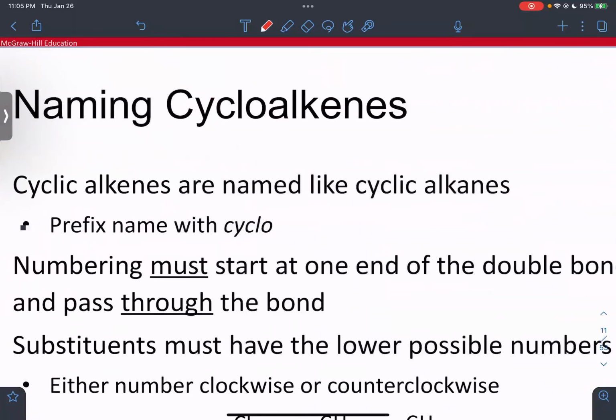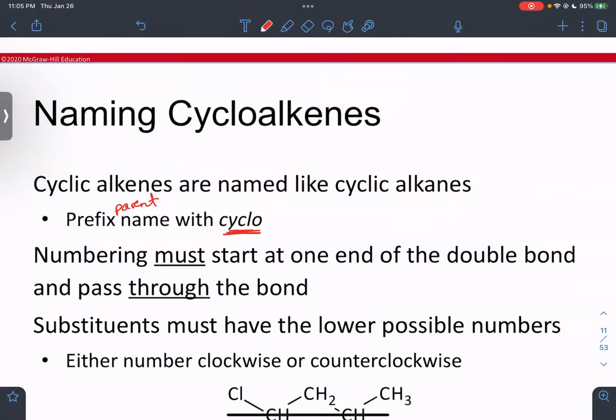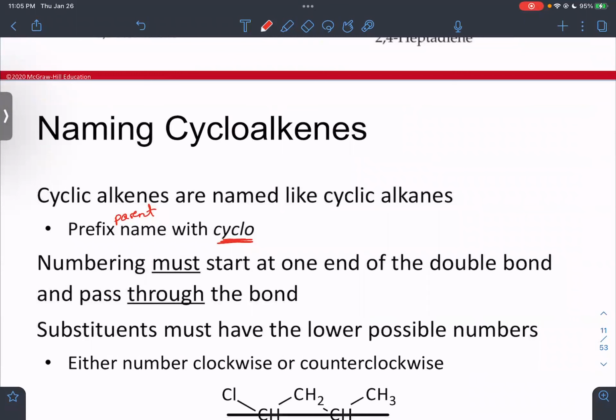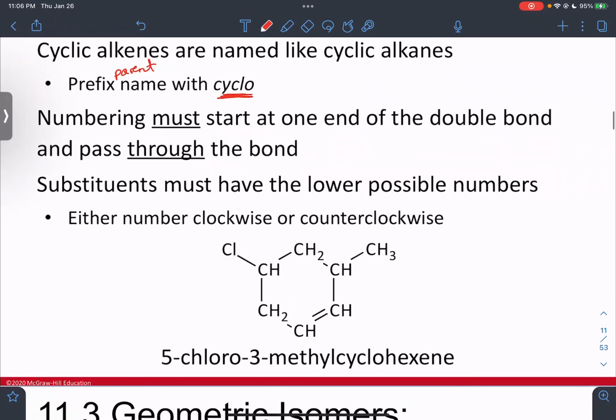All right, when you name cycloalkenes, just like what we did just then, just prefix the parent name with cyclo. That's it. And just like we said, you have to start at one end of the double bond and pass through the double bond for the numbering to be correct. And then give any of your substituents as low numbers as you can.